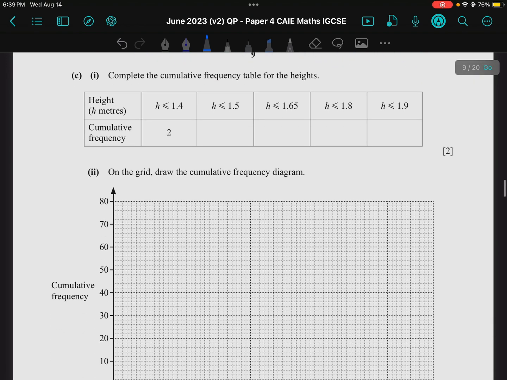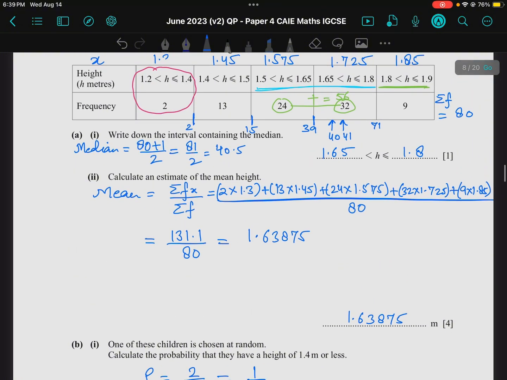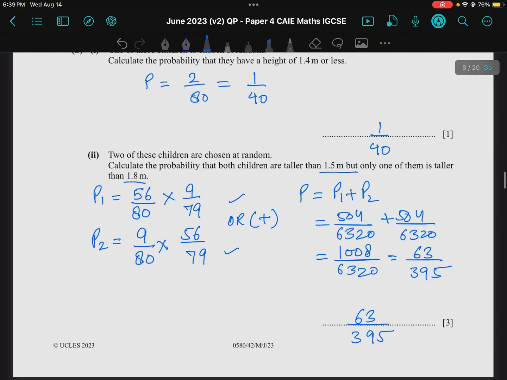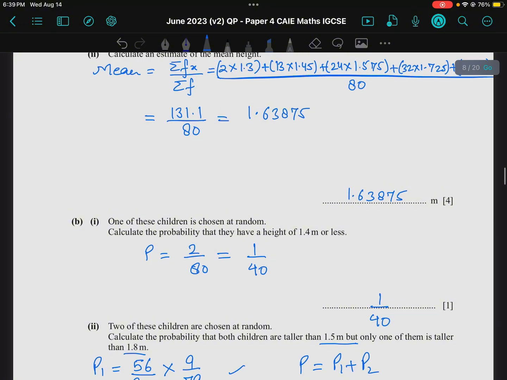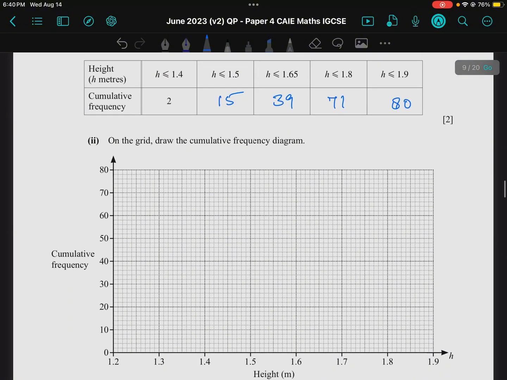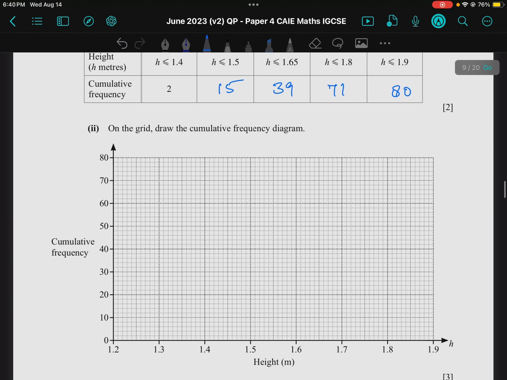So now coming to part number C, cumulative frequency we have already calculated here: 2, 15, 39, 71. In this part C, we have to complete this table. So it is 2, then 15, then 39, then 71, and then the last one is 71 plus what? 9, which will give me 80. Now on the grid, draw the cumulative frequency diagram.